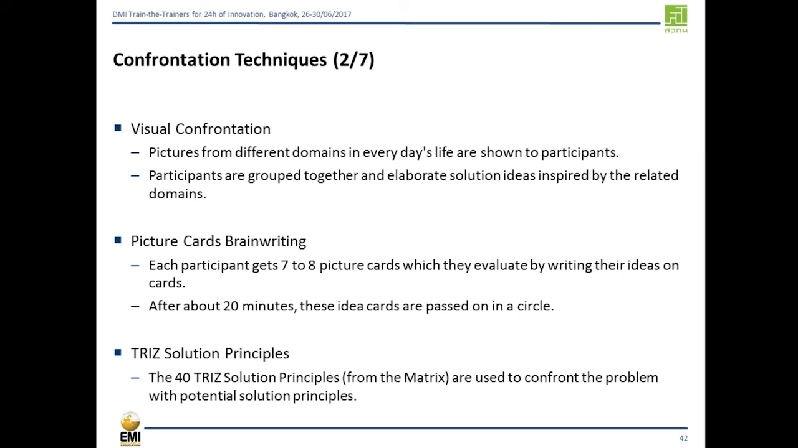Picture cards, brainwriting, where you pass around picture cards, and depending on the picture you get, you try to come up with ideas for your challenge. And also the three solution principles that you will learn in the afternoon. You get confronted with a solution principle and check if it's relevant for your technical problem.